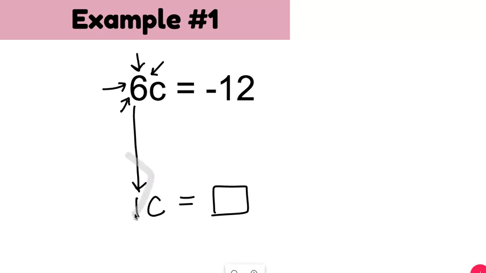Now this is where you can make a decision. First, what you've probably learned is that 6 is being multiplied by c. So to undo multiplication, we divide. Totally true.